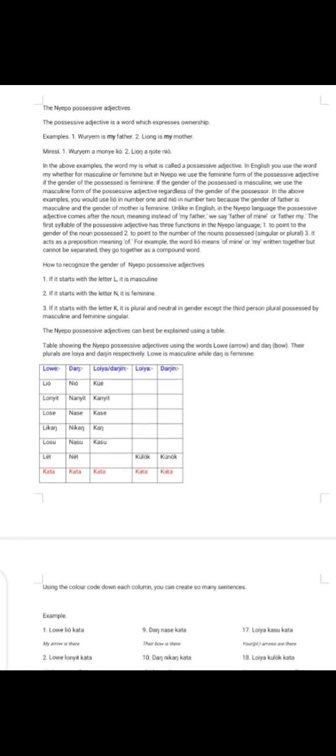The possessive adjective is a word which expresses ownership. Example: William is my father. Example 2: Leon is my mother. In the Nyepo language, if you want to say example, you say Miresi. So in the first one, we say William Amonye Leo. Number 2, Leon Mote New.